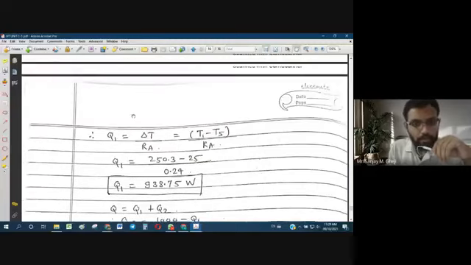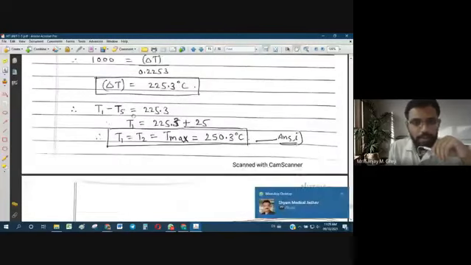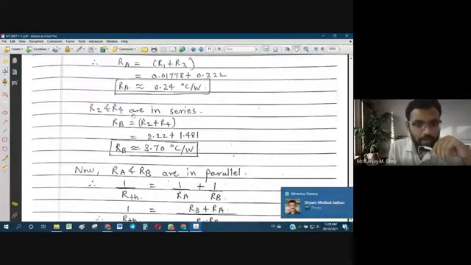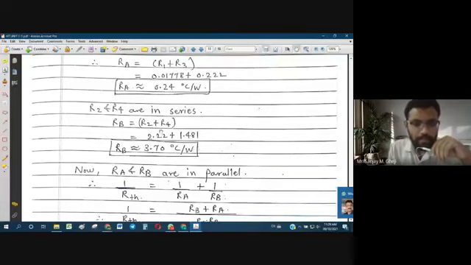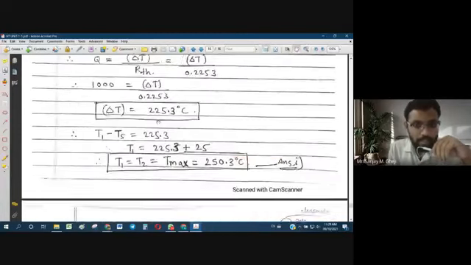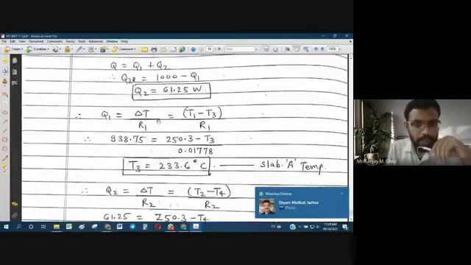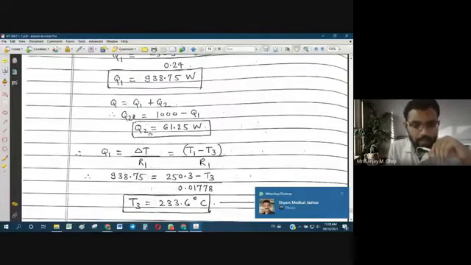Here you can compare. RA is only 0.24, whereas RB is 3.7. So it is more than 10 times greater. So that is why we get unequal division of heat transfer on both sides.